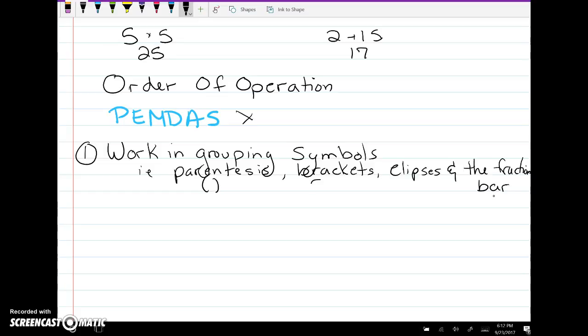Parentheses, brackets, ellipses, or curly brackets, and the fraction bar, which you know is the bar that separates the numerator and the denominator. Step 2 is to work with, simplifying our exponents.